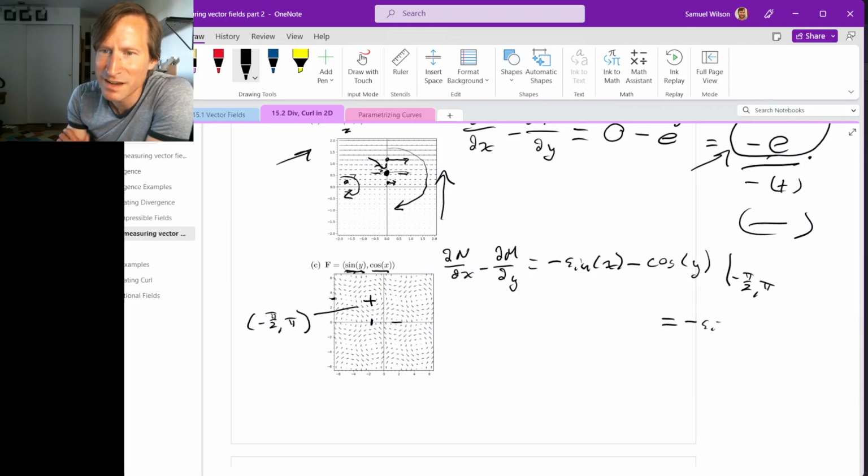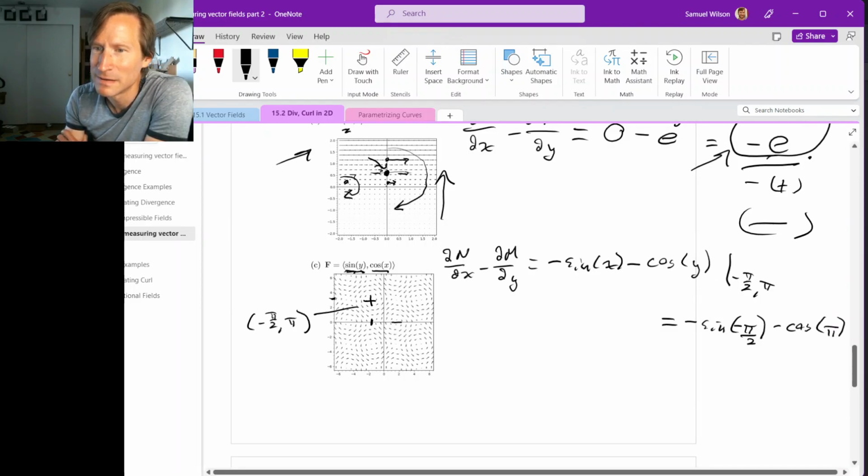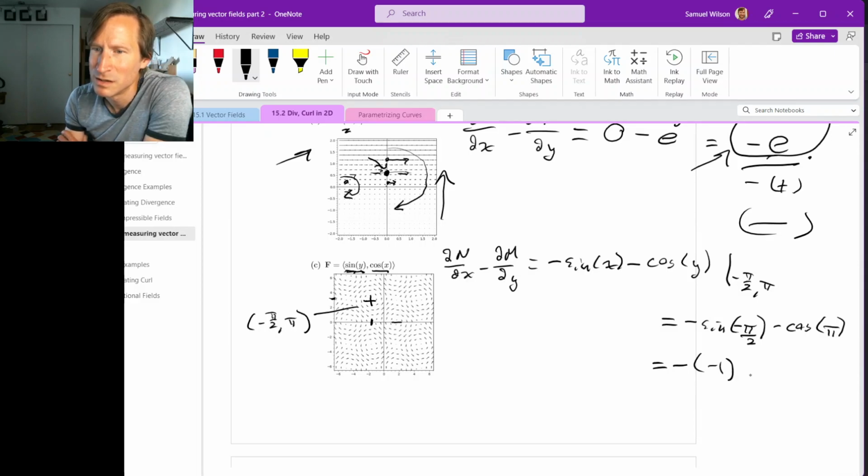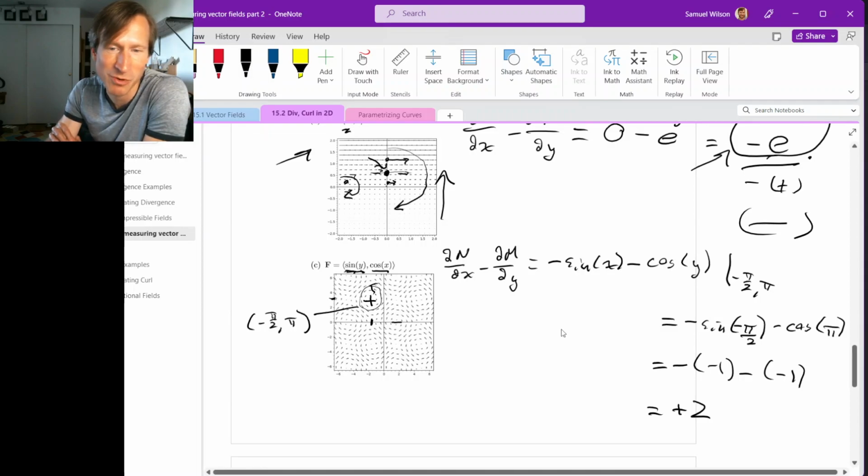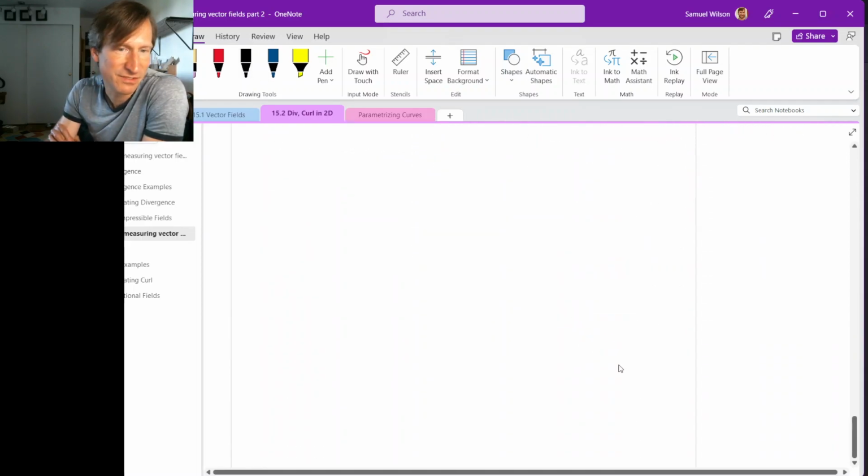minus sine of minus pi over 2, there we go, I got there eventually, times cosine of our y-coordinate, which is pi. Okay, so minus sine of minus pi over 2 is minus 1, minus cosine of pi, cosine of pi is minus 1, so this whole thing is plus 2. So that verifies what we can see on the graph, that the circulation around this point is positive circulation, counterclockwise circulation. And I left the last page blank for some reason.